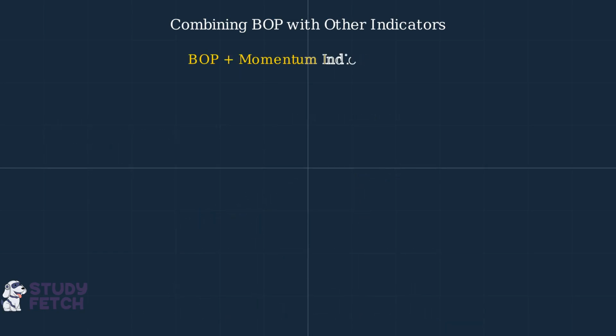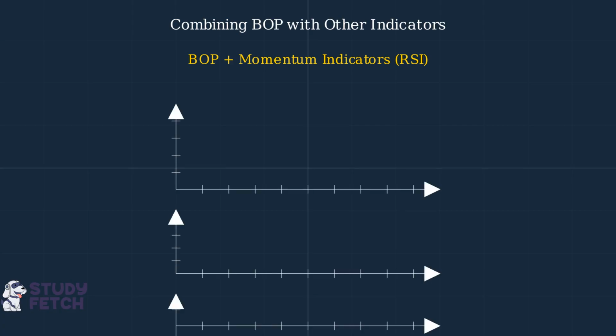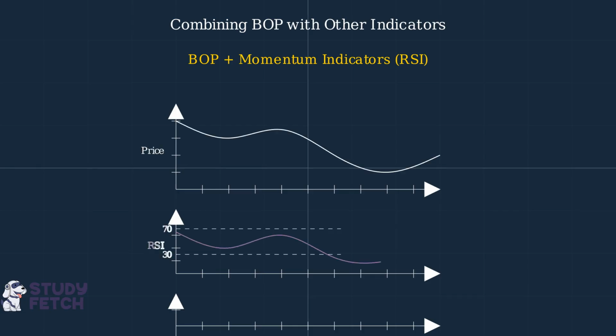Now let's examine how balance of power can be combined with momentum indicators like the Relative Strength Index or RSI. In this example, we have a price chart showing a downtrend. Below it is the RSI indicator with overbought and oversold levels at 70 and 30. At the bottom is our BOP indicator.